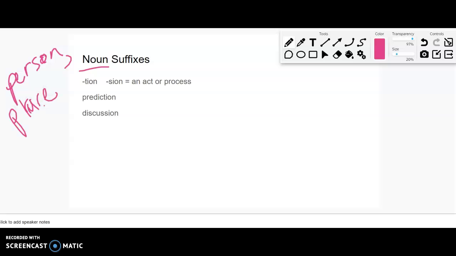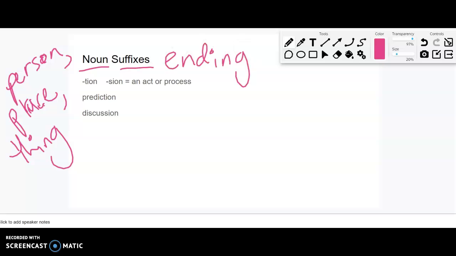And a suffix is an ending that we put on a word that doesn't totally change the meaning, but just sort of adjusts the meaning a little bit. For example, -tion, T-I-O-N, or S-I-O-N, means an act or process.